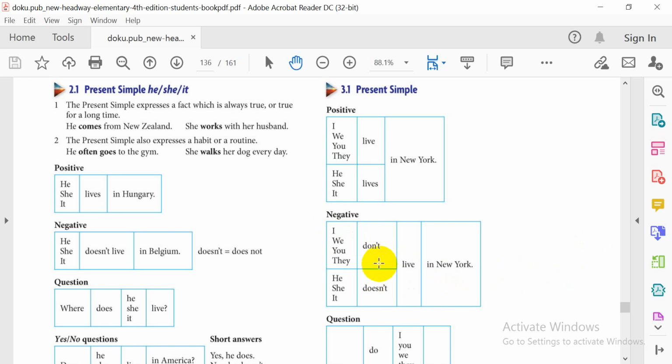I do not live in New York. But if the subject is he, she, or it, you must put doesn't before the main verb. If the subject is I, we, you, they, you must put don't before the main verb. But if the subject is he, she, it, you must put doesn't before the main verb. This is very different from when it is the verb to be.